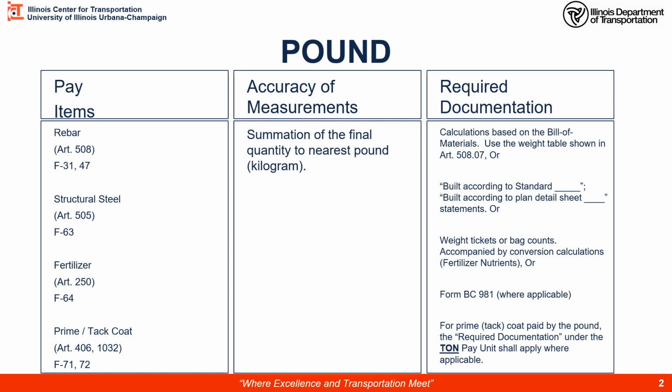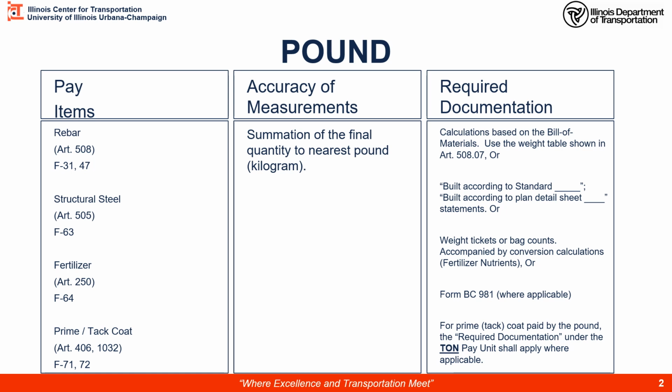If it's rebar, you can do calculations per the spec book on unit weight per length, or on some standards there are details in the plan on how many pounds of rebar are contained within that standard. So you could say built according to standard, or you could have weight tickets for rebar. Structural steel could also have weight tickets. You can actually calculate the pounds of steel given the shape, type, and thickness of the material.